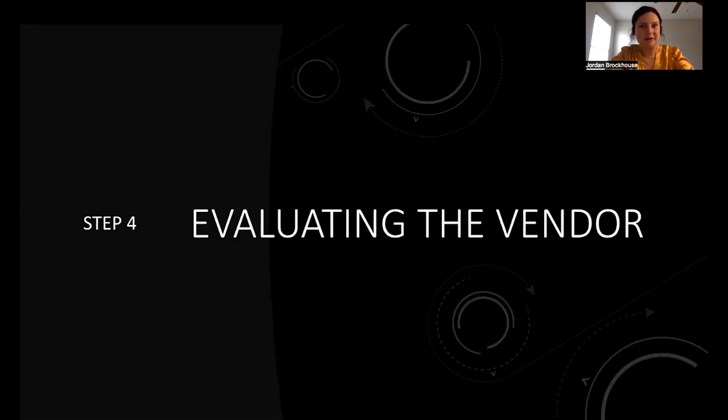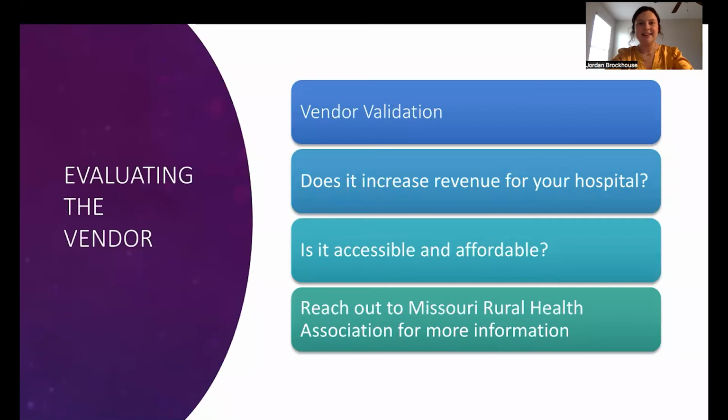Step 4, evaluating the vendor. In evaluating the vendor, you want to look for vendor validation. Is this vendor right for you? Is the program built for rural? Does it increase revenue for your hospital? Is it accessible? Is it affordable? If you have more questions in regard to vendor validation, you can reach out to Missouri Rural Health Association for more information.